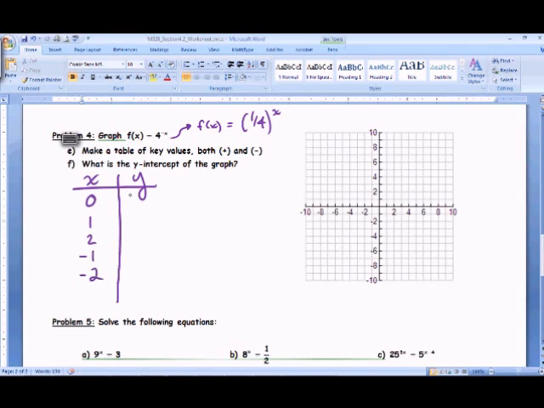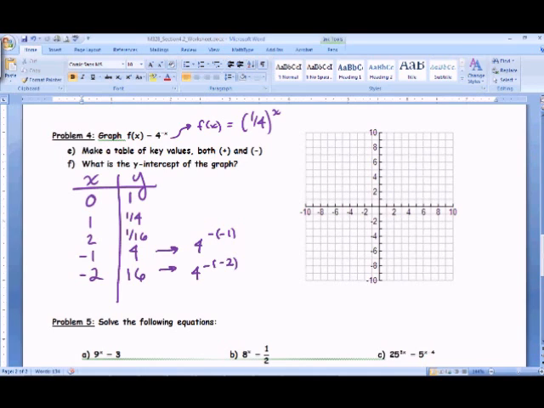0, 4 to the 0 is 1. 1, 4 to the -1 is 1/4. Oh man, this thing is shrinking quickly. With an input of 2, I should be outputting 1/16. With an input of -1, I should be outputting, let's see, that's 4 to the -1. Oh, it's just 4. And then if I'm inputting -2, that's 4 to the -2, 16. That's already off the graph.